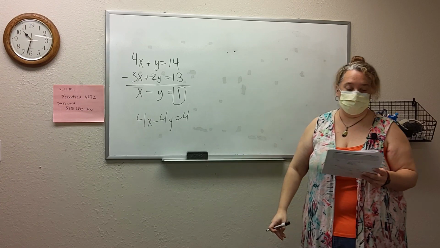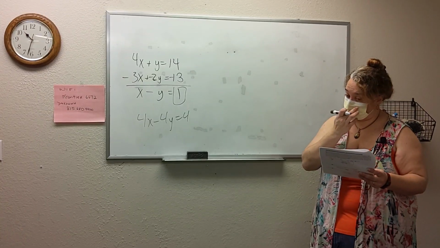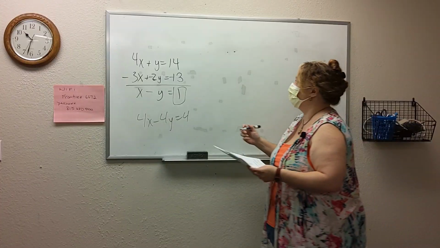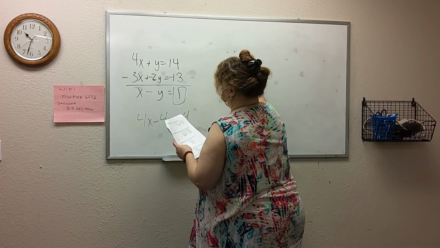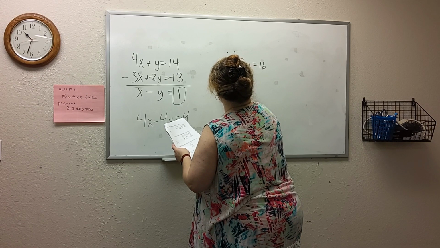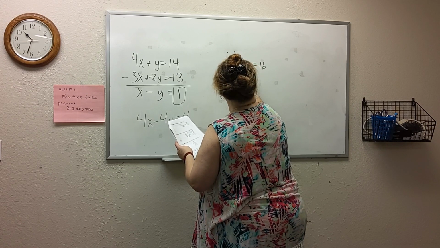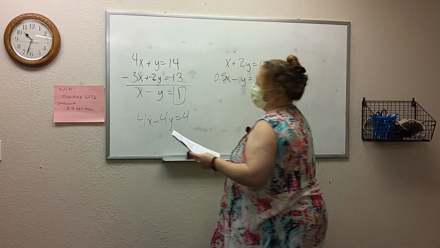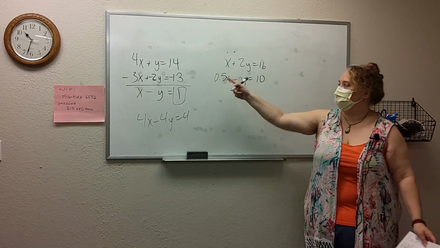SAT number 7. The solution to the system of equations below is x, y. What's the value of x? All right, so we have x plus 2y is equal to 16. And then they gave me a decimal. It's like, really? Are you serious? I don't do these problems with decimals. How can I get rid of that 0.5?